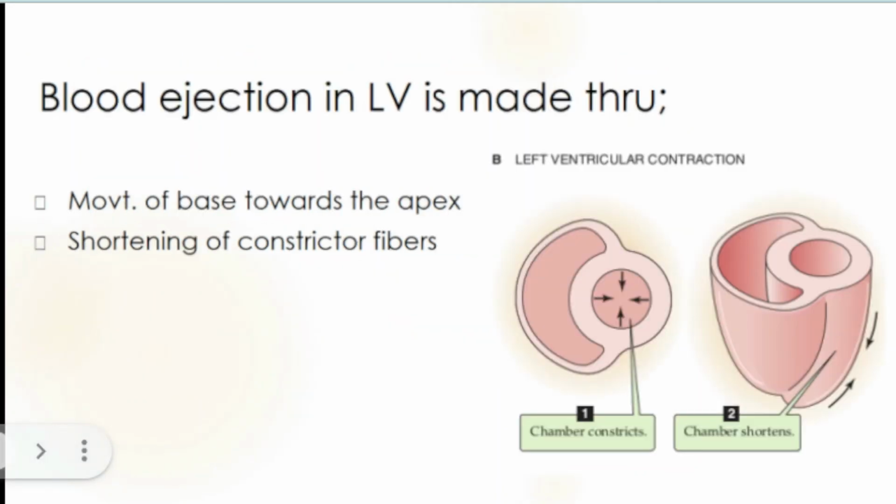In the left ventricle, ejection is made, number one, by the movement of the base towards the apex. So, similar lang kanina. And ito yung unique sa kanya, the shortening of your constrictor fibers. So, as mentioned, di ba, thicker muscles are found in the left ventricle. So, how are they able to contract? Magsho-shorten yung constrictor fibers mo para lumiit yung space sa loob at lumabas yung blood natin.